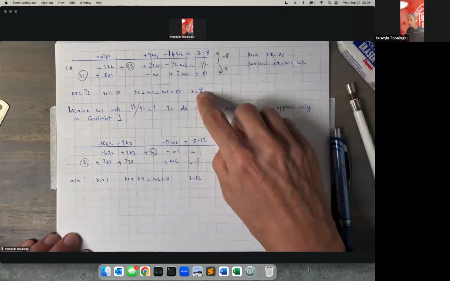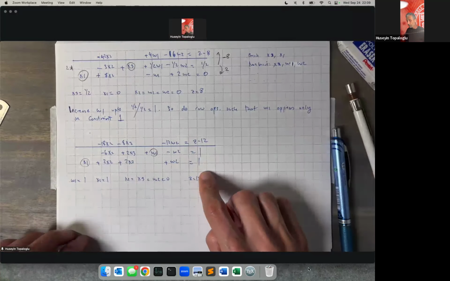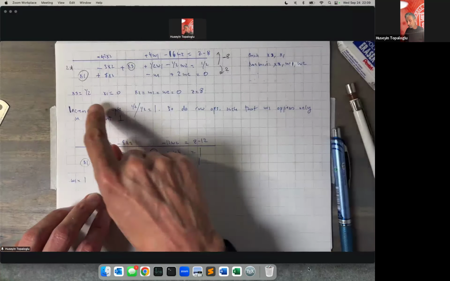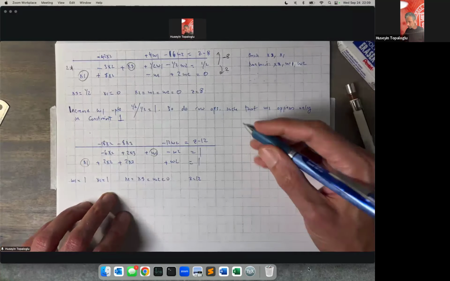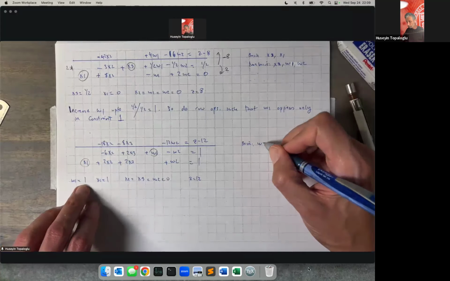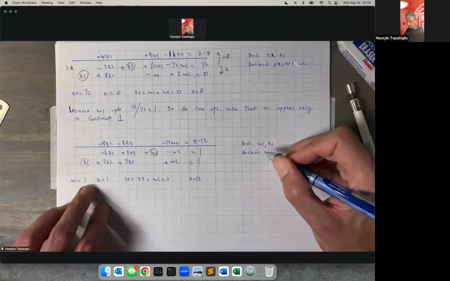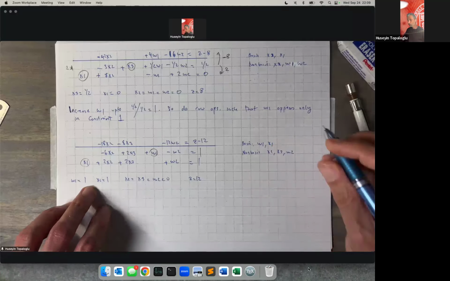So what happened? The objective value got better. And our decision variables values also changed, right? In the previous iteration, we had x3 equals 1/2. So now x3 snapped to 0. And let's note our basic variables here, W1 and x1. Non-basic, x2, x3, and W2.